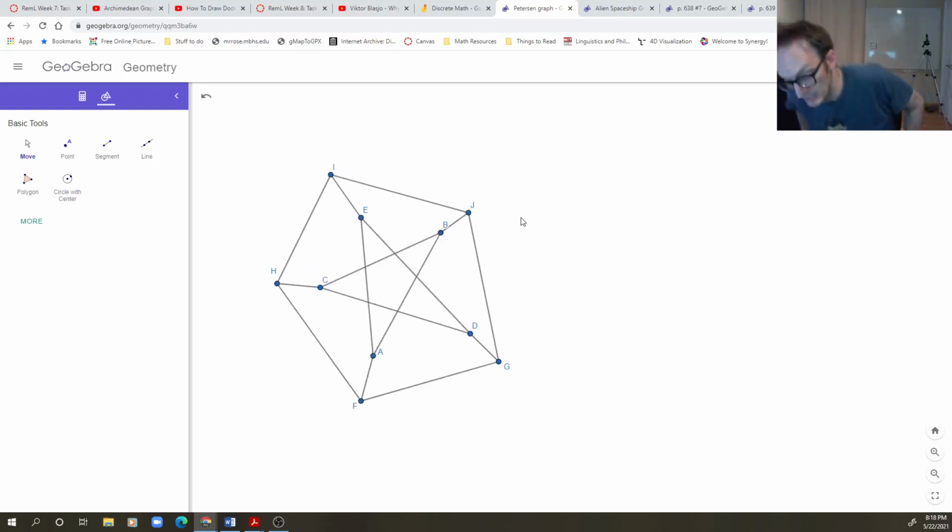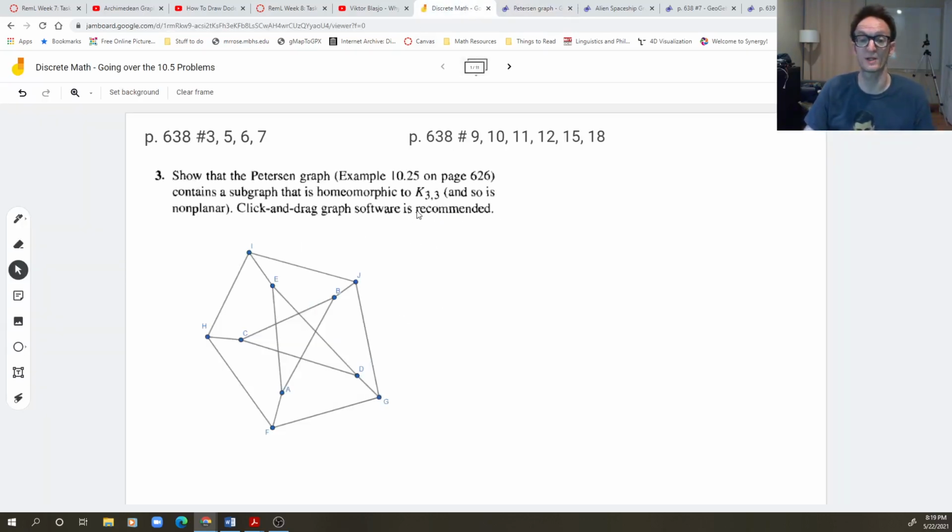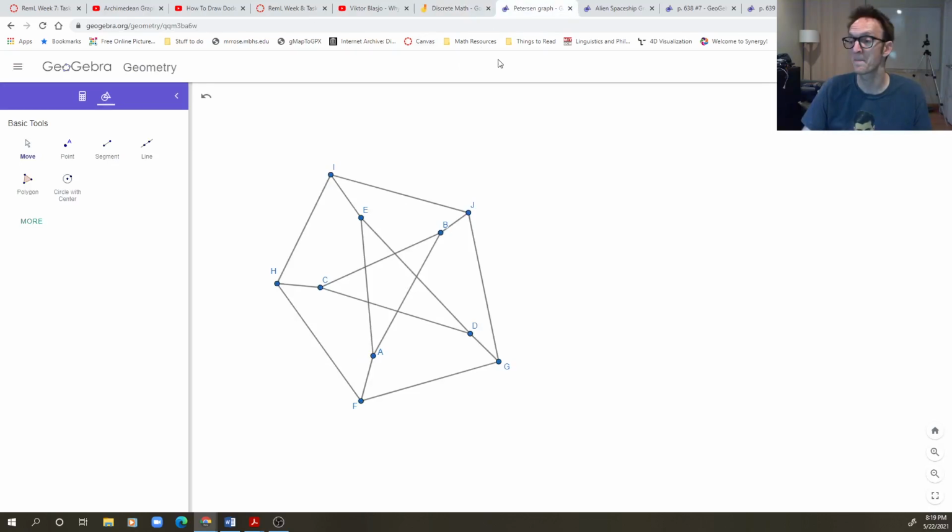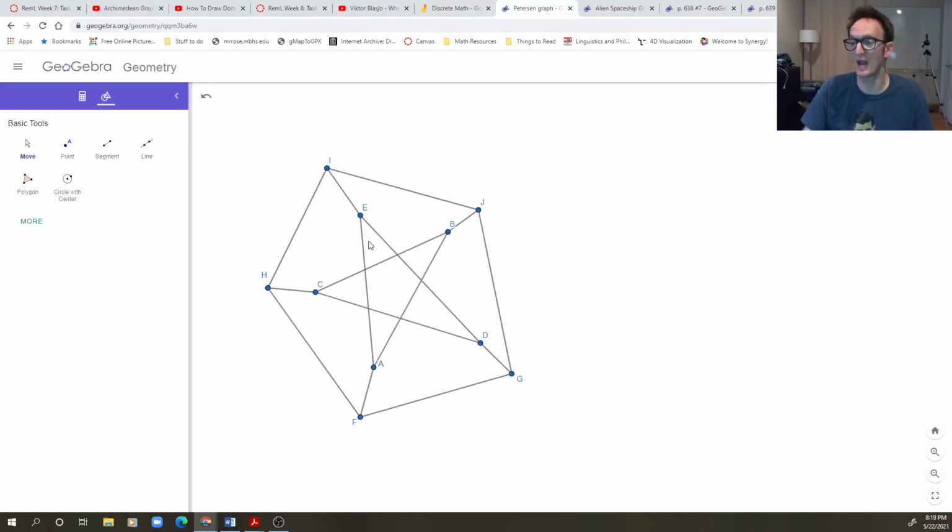How can we do that? Kuratowski's theorem says it's not planar if there is a K33 or a K5 hiding inside of it. Specifically, Gossett says there's a K33 in there. So let's go. Do you see the K33? Okay, I pretty much don't.